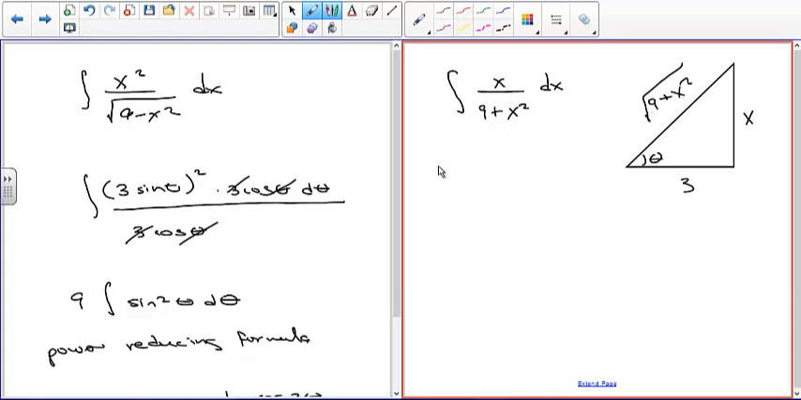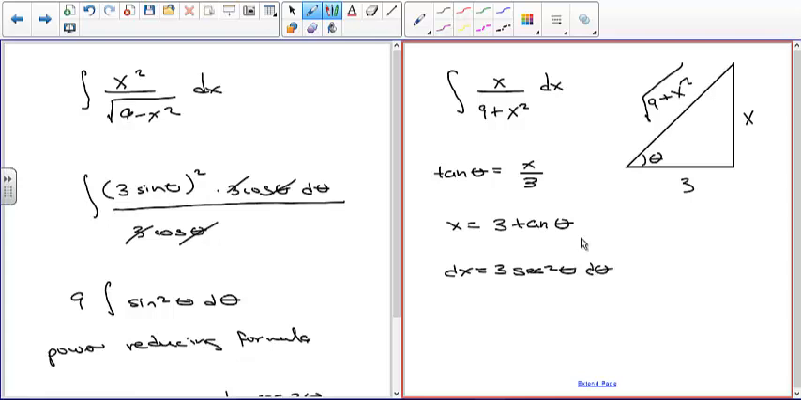So what we're going to say is the tangent of theta is x over 3 instead of the sine of theta. So we can solve for x just like we solved for x in the previous one. We get that. So we've got that substitution. Again, we need the dx substitution. So we take the derivative. dx is equal to 3 secant squared theta d theta.